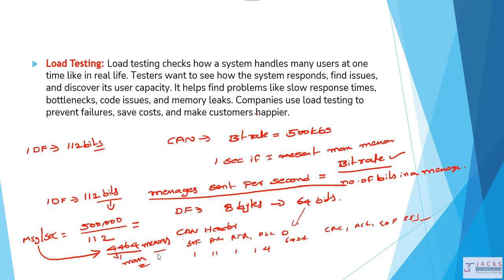This is the maximum load, correct? So in 1 second, you can transmit 4464 messages over the CAN network. This is the maximum load you can apply on CAN. Now we need to check the load testing for CAN. Now what we do, we send one message per second, or we send 4 to 5 messages. Then we check how the CAN network is responding.